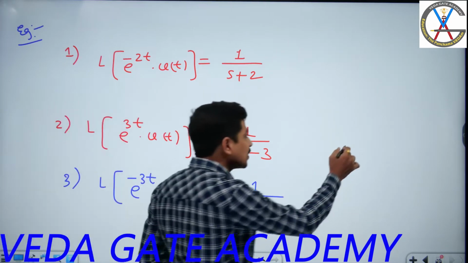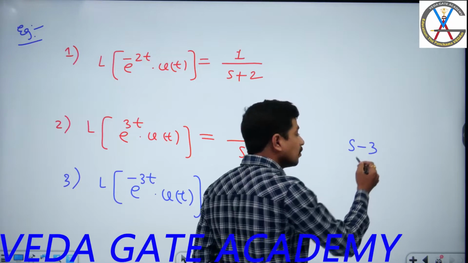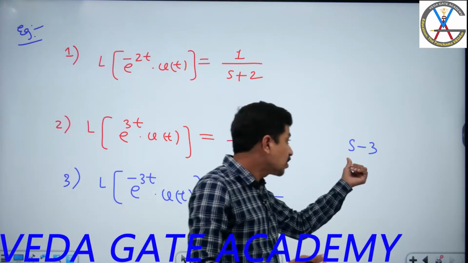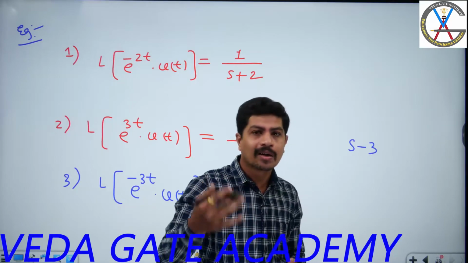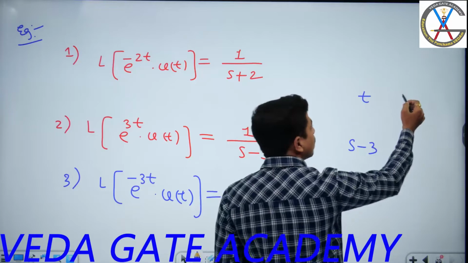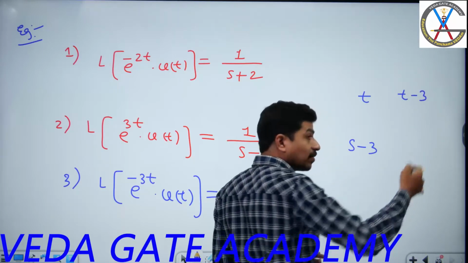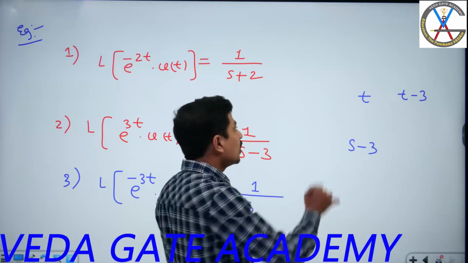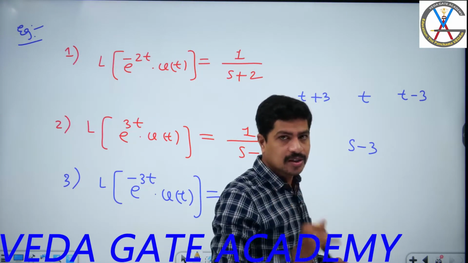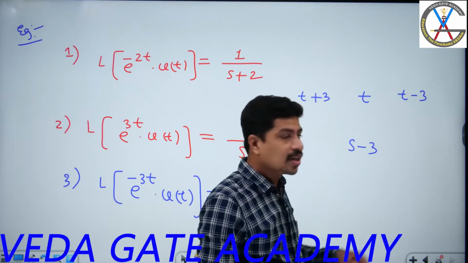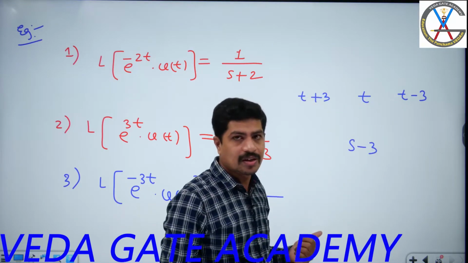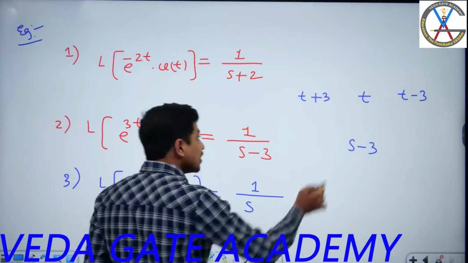See, if s is the variable, s minus 3 is nothing but a 3 units shifted version of this variable. If t is the variable, t minus 3 is what? Right shifting of the variable by 3 units. T plus 3 is left shift of the variable by 3 units. This is right shifting, left shifting. This is delayed, this is advanced. Yes or not? In the same way, this is time.